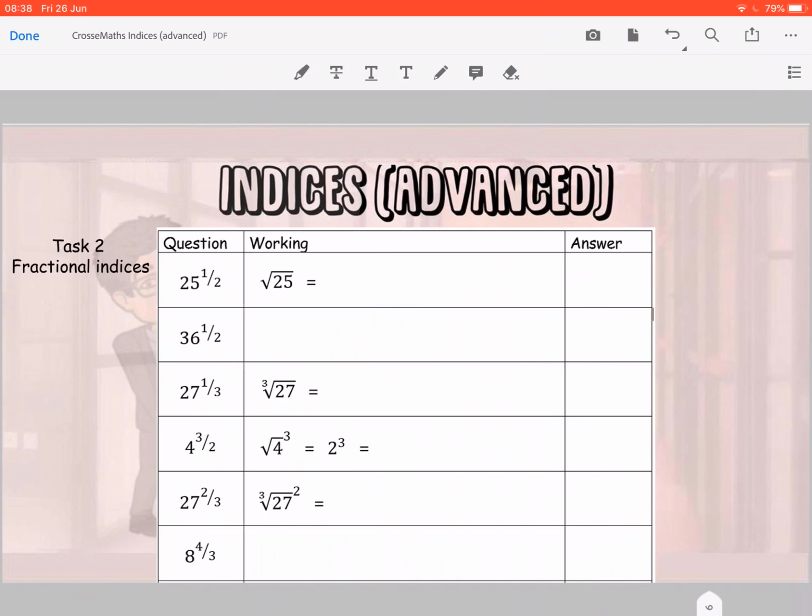Right then, some of them I've started you off. I'd like you to work through the questions in front of you. A bit of fraction indices. I've started you off on some of them. Pause the video now and have a go.